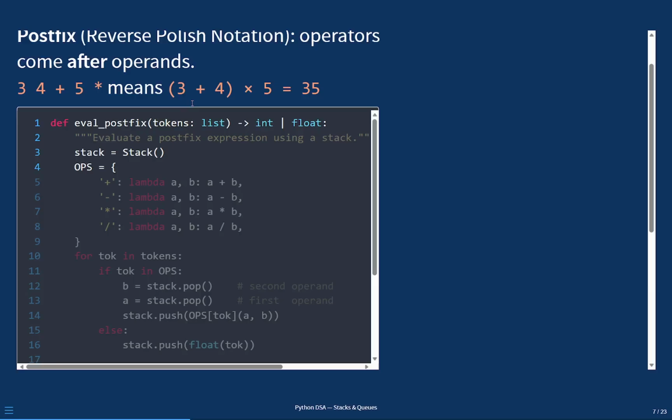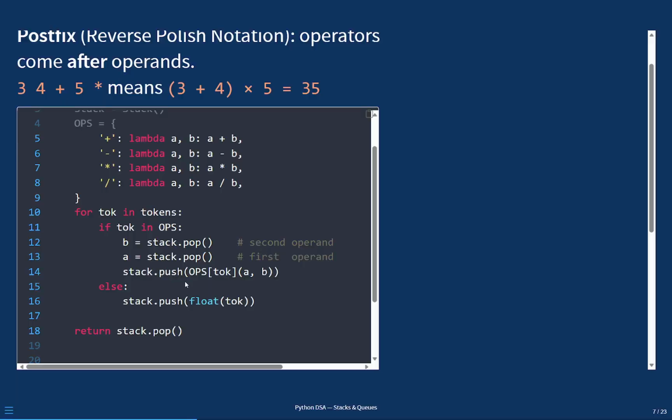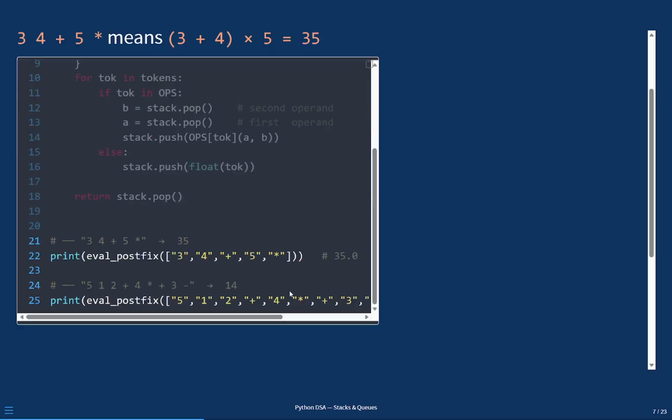Click. The algorithm: scan the token list. If the token is a number, push it. If the token is an operator, pop the top two values, apply the operator, and push the result back. After processing all tokens, the one remaining value on the stack is your answer. The OPS dictionary maps each operator symbol to the corresponding lambda, clean and extensible.